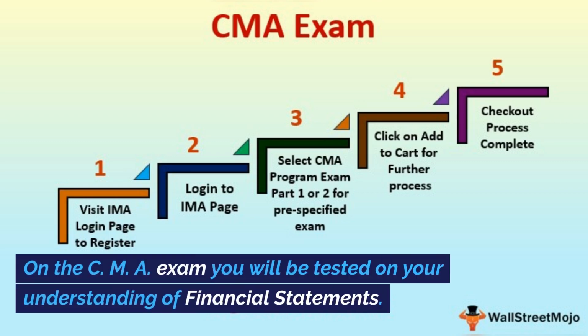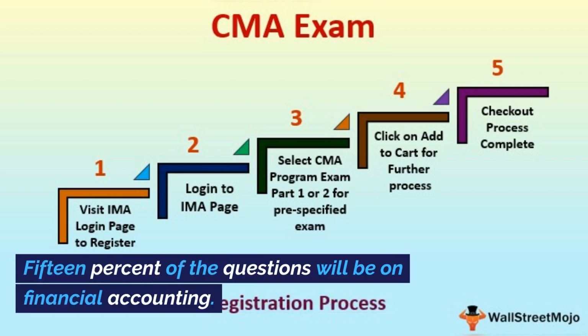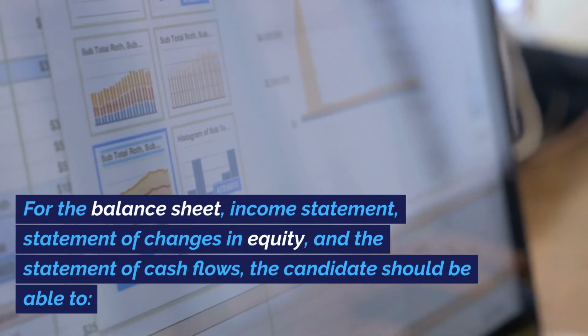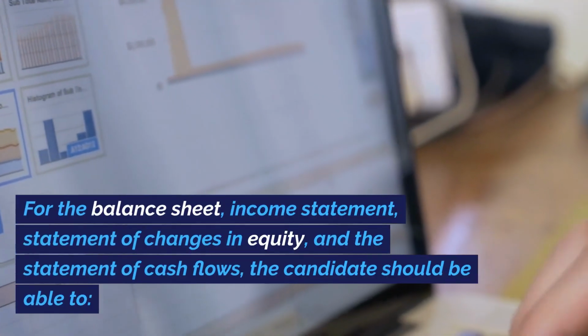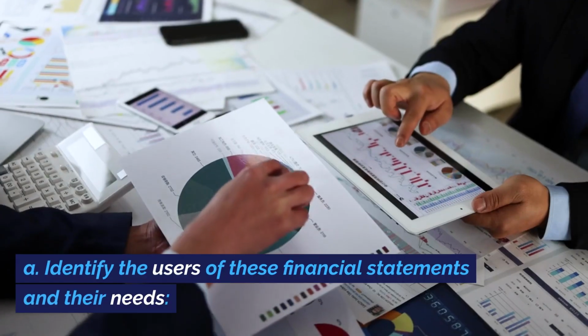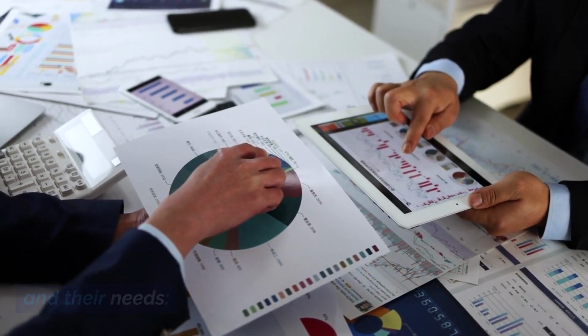On the CMA exam, you will be tested on your understanding of financial statements. 15% of the questions will be on financial accounting. For the balance sheet, income statement, statement of changes in equity, and the statement of cash flows, the candidate should be able to A. Identify the users of these financial statements and their needs.